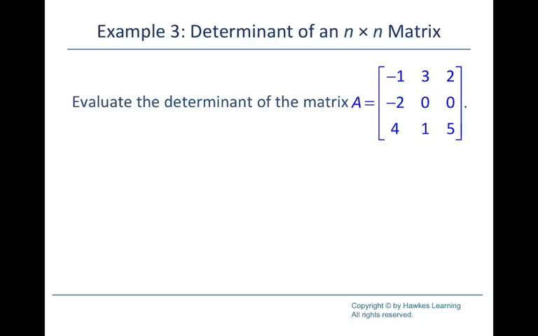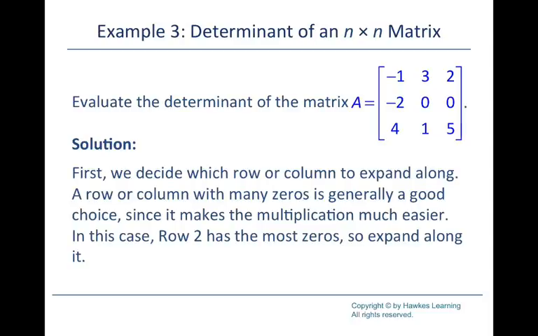Okay, so let's just do it and see. Again, we're going to decide which column or row we want to expand along. They say use a column with many zeros. I honestly prefer just using the same one, as I always use the first row or the first column. They're going to use row 2 because it has the most zeros. So they're going to expand along row 2.